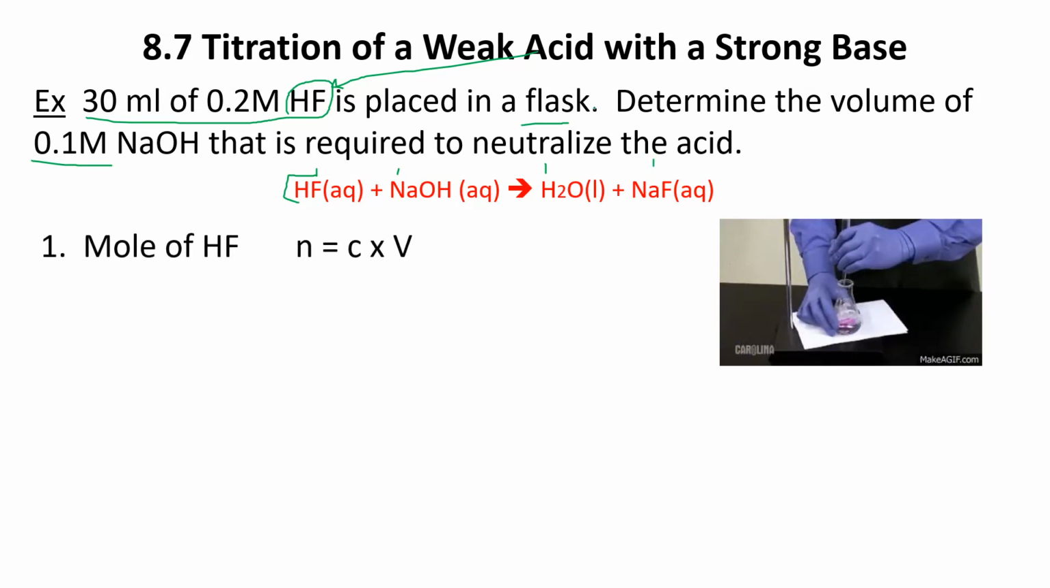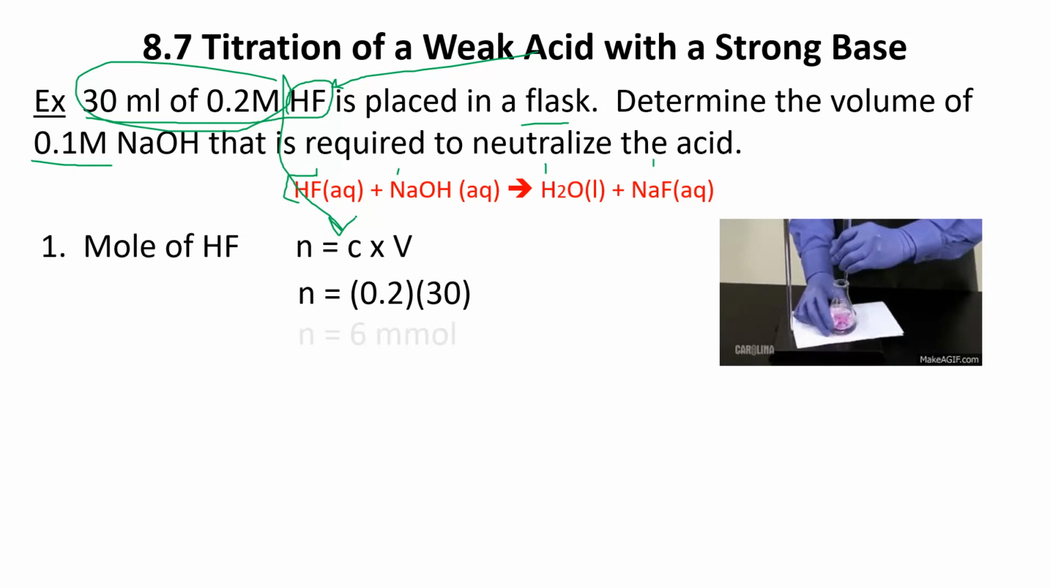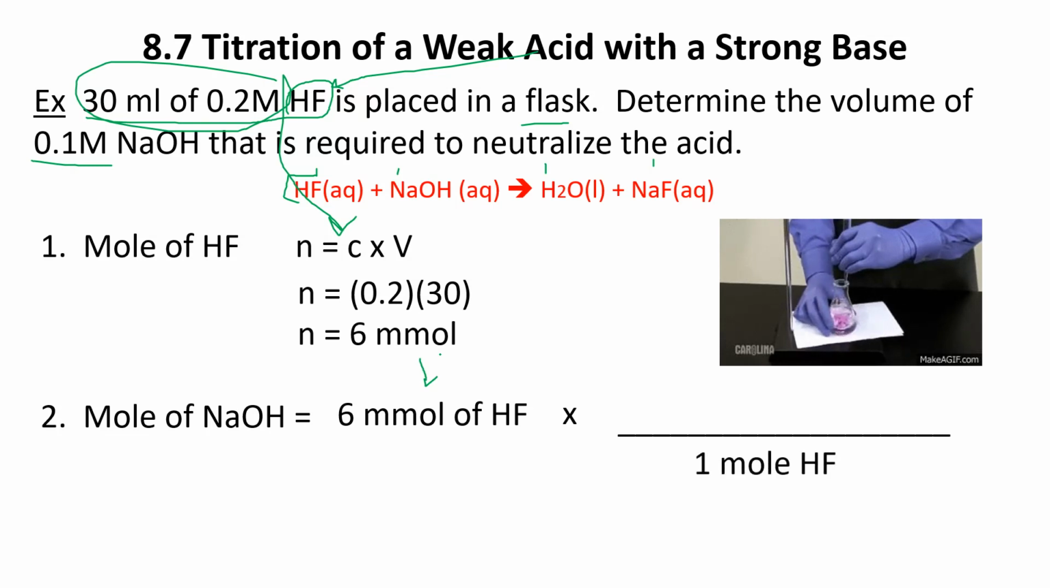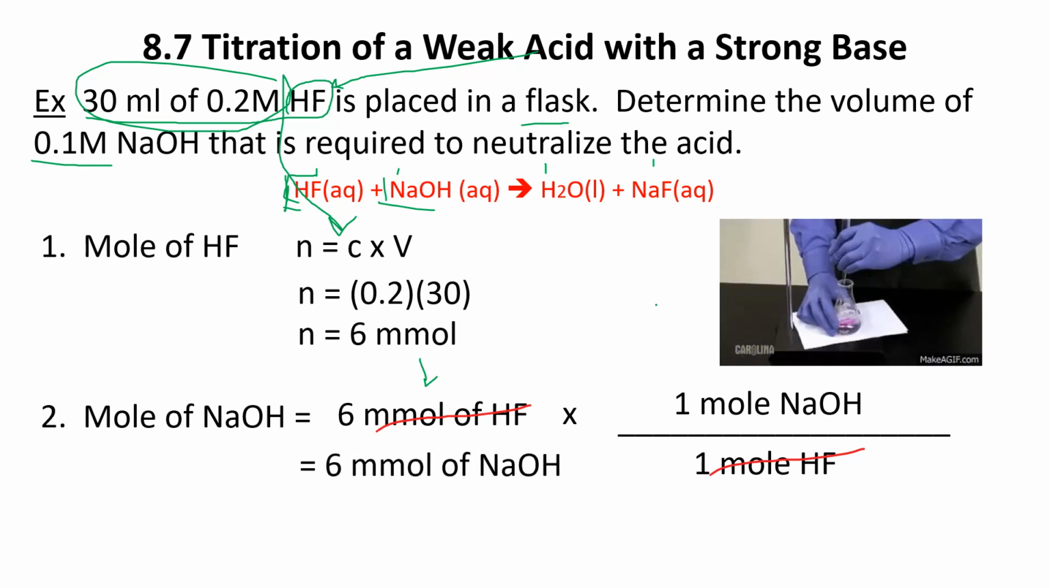So the first step is we're going to take the information given up here and bring it on down here, and we're going to find the moles. So 0.2 times 30, I'm going to leave this in milliliters. Our answer is going to come out in millimoles. So 6 millimoles here. Next thing we're going to do is a little mole ratio to get the moles of NaOH. We'll bring our moles of HF down here, set up an expression. We're going to look to the balanced equation. It's a 1-1 ratio, so for every 1 mole of HF, it's going to react with 1 mole of NaOH, and the HFs cancel out. Our number doesn't change, but now we have 6 millimoles of NaOH.